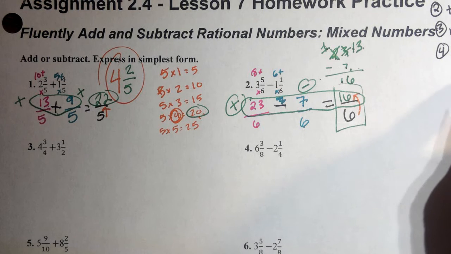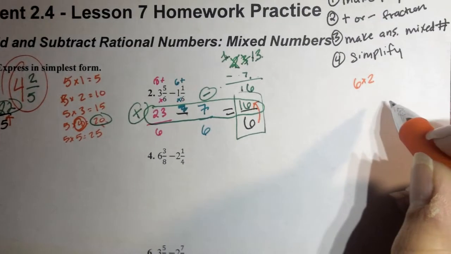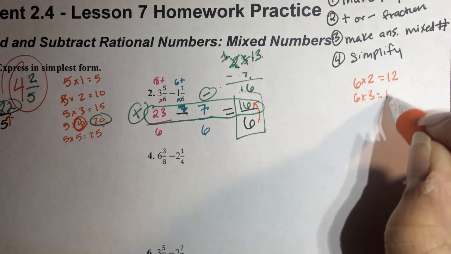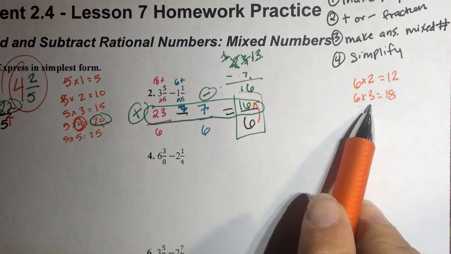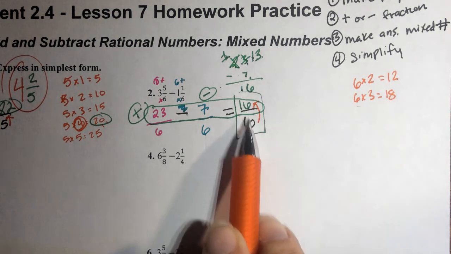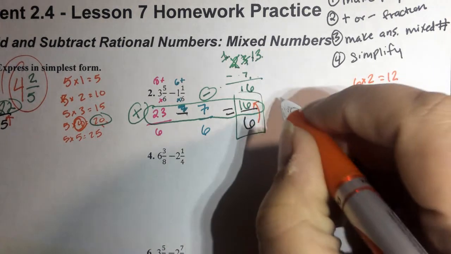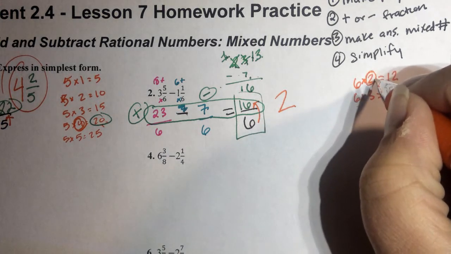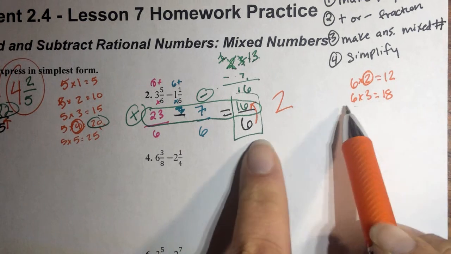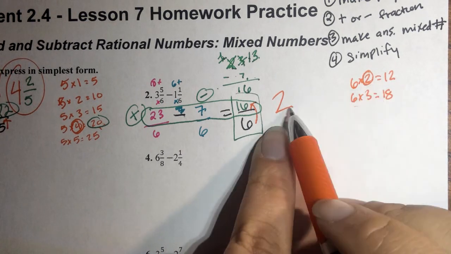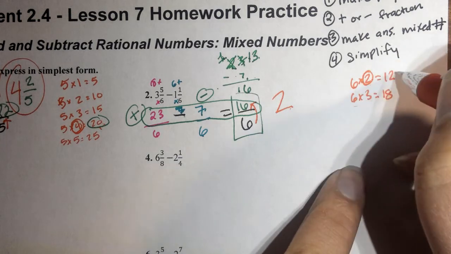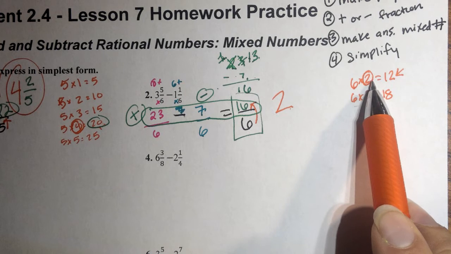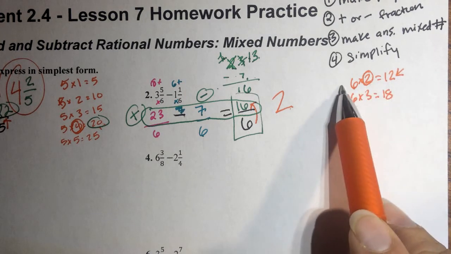I know that 6 times 2 is 12, so I'm going to start with 6 times 2. That's 12. 6 times 3 is 18. Okay. We've got 6 times 3, 18, that's too big. So 6 will only fit into 16 2 whole times. If I'm using 2 wholes, that's the same as 12/6. Using 2 wholes is the same as using 12/6.